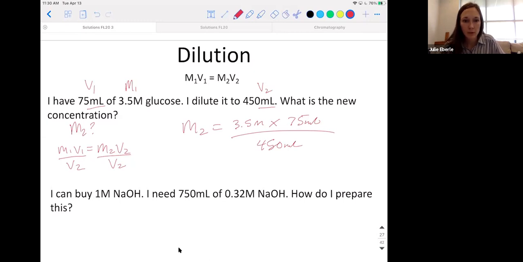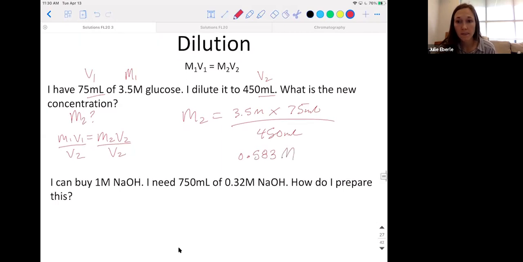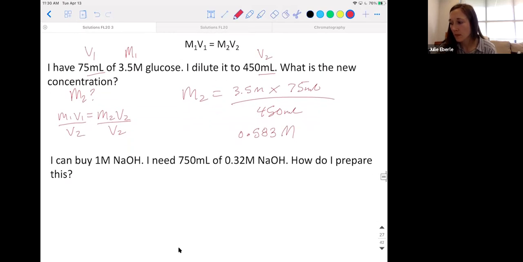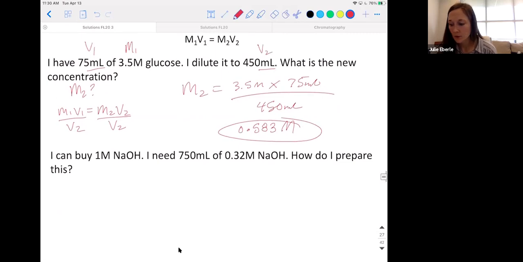What do y'all get? What would the new concentration be? Haley says 0.583. Yeah, good. Danielle says that too. And that's units of molarity. All right, not too bad. Let's do another one.